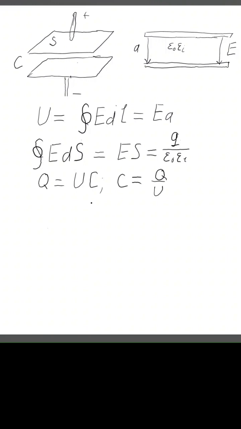And in our case, the capacitance is Q divided by U, and as follows from the previous formula, the electrical field E equals Q divided by the multiplication of constants times S.